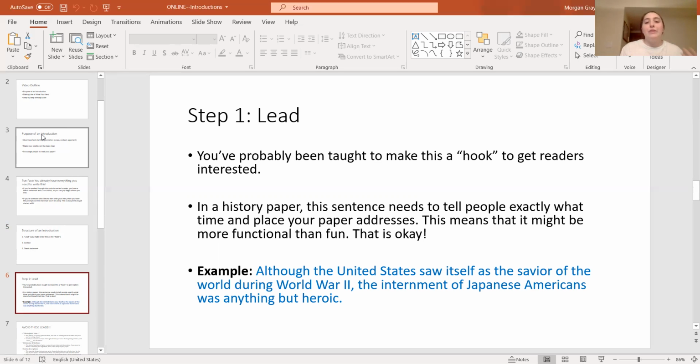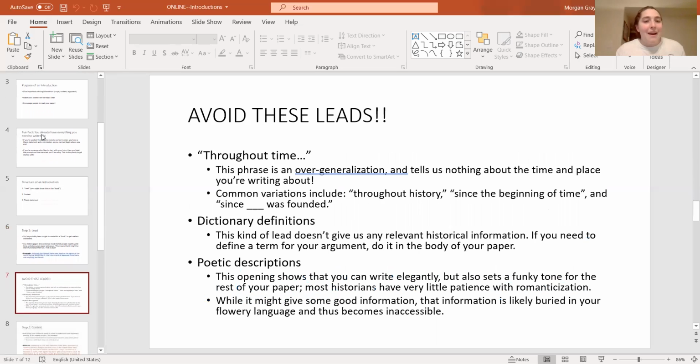My example: Although the United States saw itself as the savior of the world during World War II, the internment of Japanese Americans was anything but heroic. If you guys have already done my conclusion, then you see I've used that phrase already, which if I were going to edit this appropriately and turn it in, wouldn't be the case, but you can see the direct parallel here.